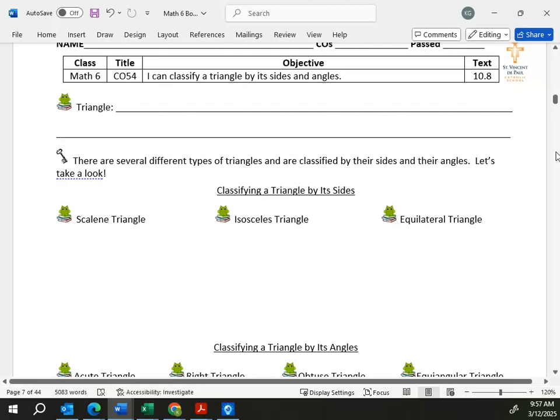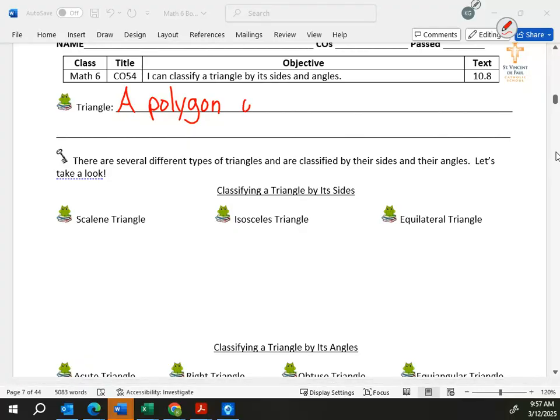So, to start us off, we're going to write a definition of a triangle. So, a triangle is a polygon. So, it is a closed shape with three sides and three angles.